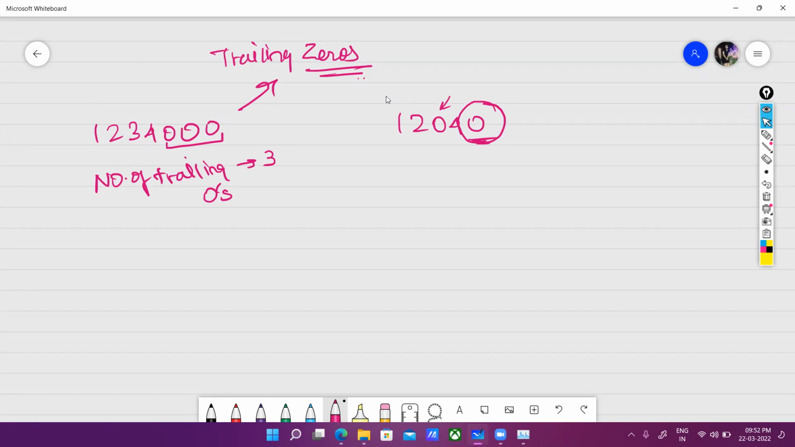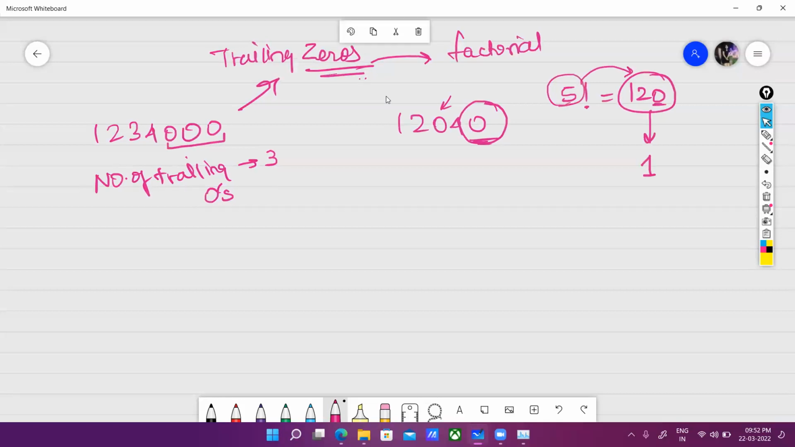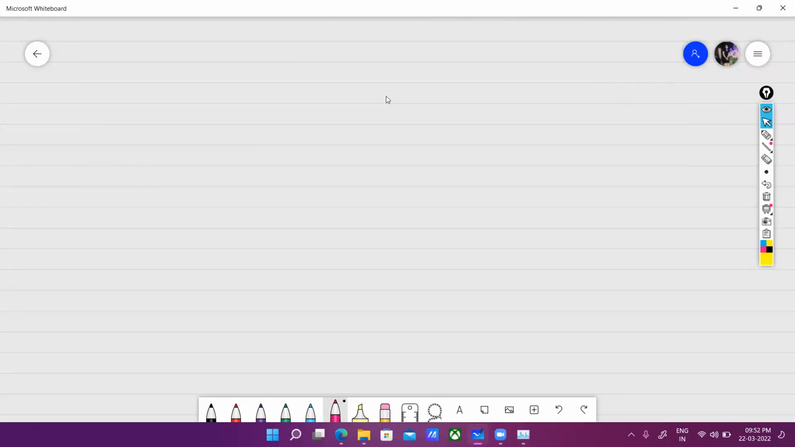Now, first I'm going to tell that these trailing zeros we need to find in a factorial. So first we need to find a factorial. Now, for example, if I'm taking 5 factorial, I need to calculate its factorial, then I want to find its trailing zeros, which is 1. So the user will put this, and I need to calculate the factorial. Now this thing only is a very big task, you guys know already.